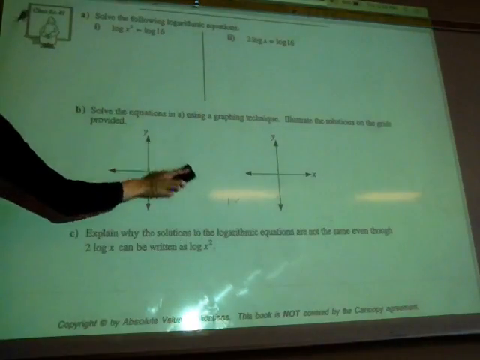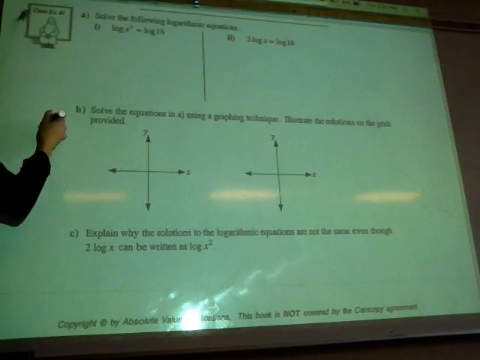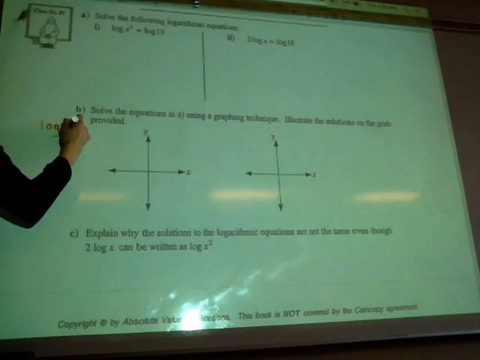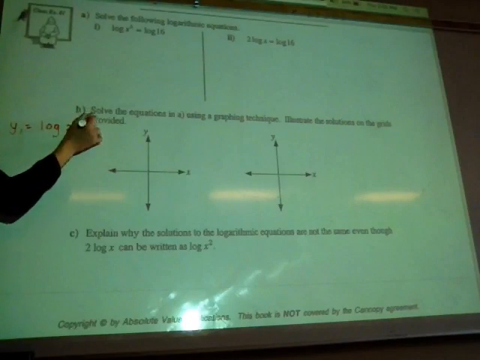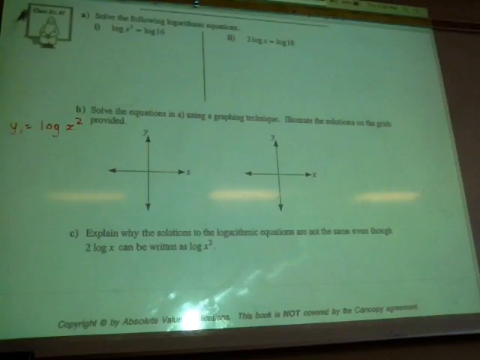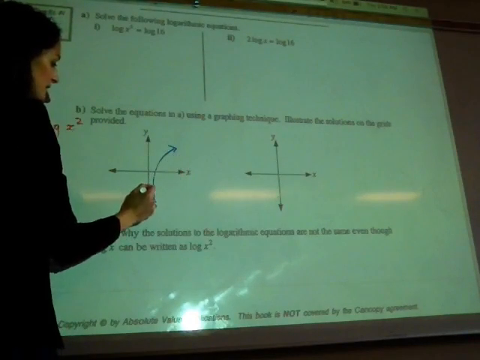And before we try this next question, I just want to actually go to part B first. Can you guys put in your calculator, in your y1, log x squared? What you're going to notice is you get a graph that looks like this.